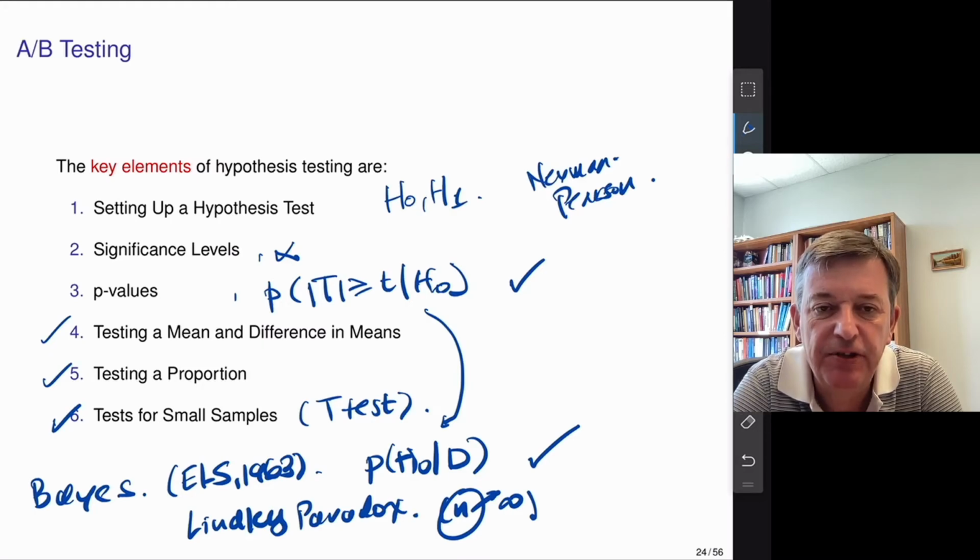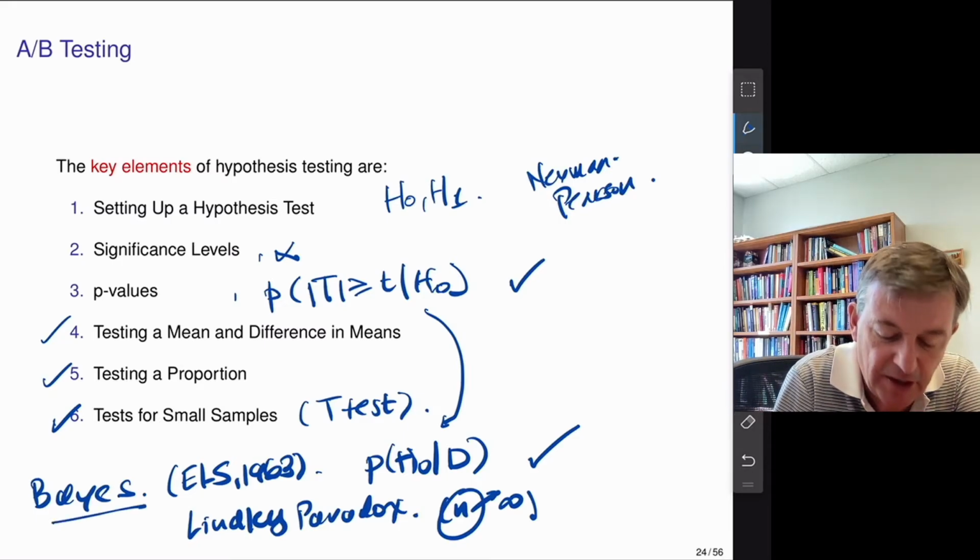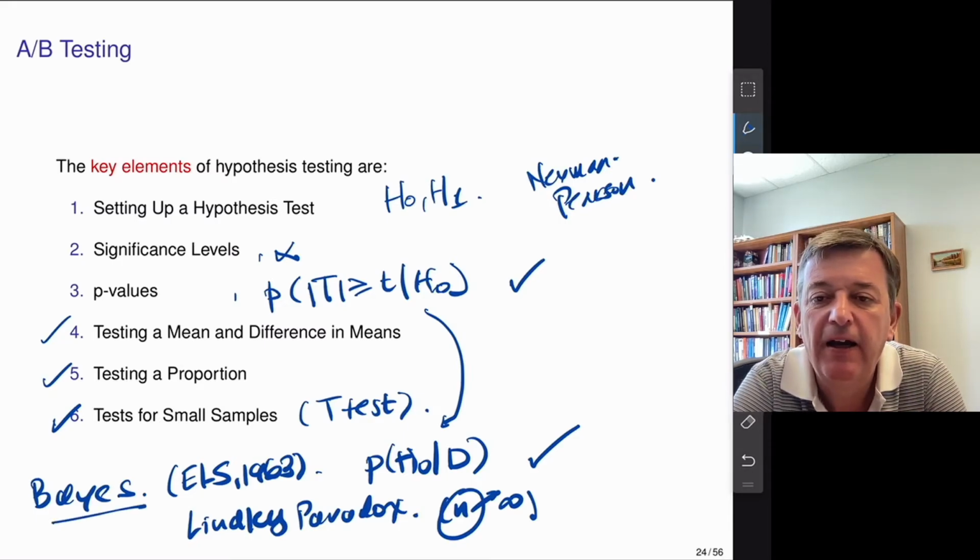So A/B testing from a classical perspective has got a long history, and I think as time goes by, people like the FDA and people that need to assess these probabilities at a very high level have realized that the Bayes approach is much more sensible than the classical one.